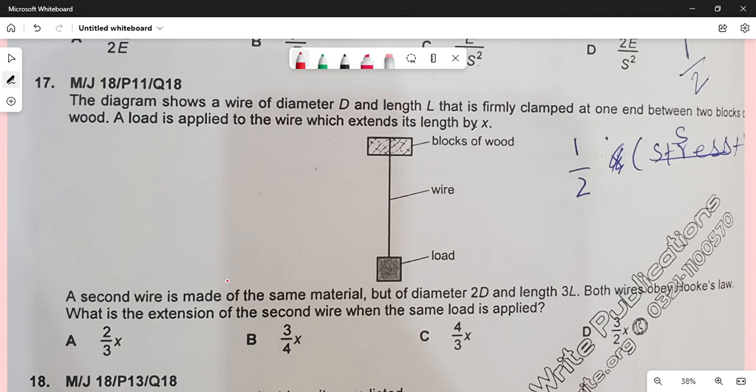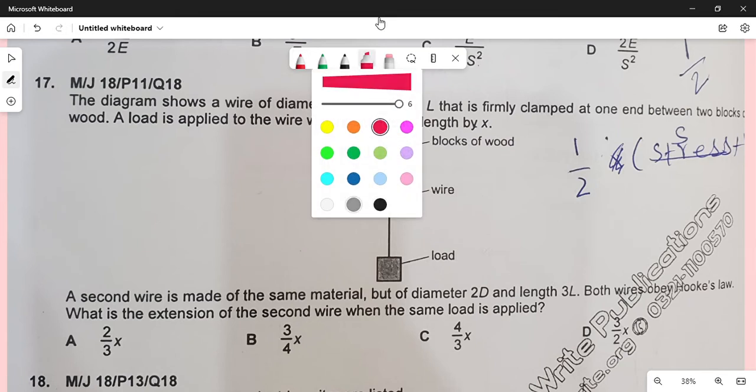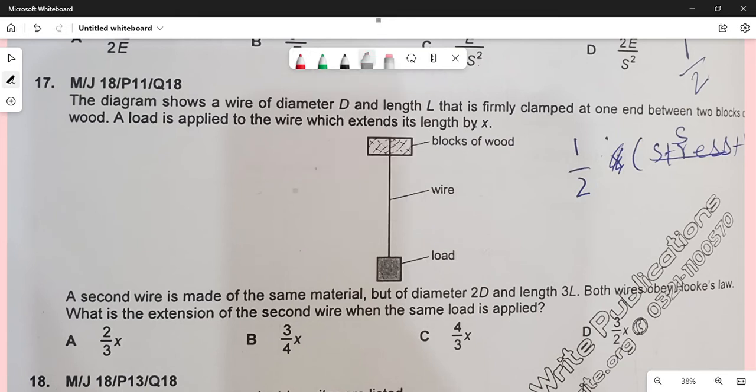Alright, so basically the question says the diagram shows a wire of diameter d and length L. It is firmly clamped at one end between two blocks of wood. A load is applied to the wire which extends its length by x. So we are given the blocks, the wire and the load.